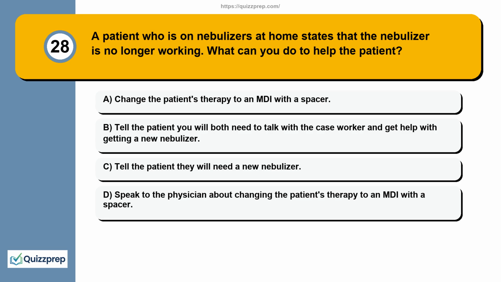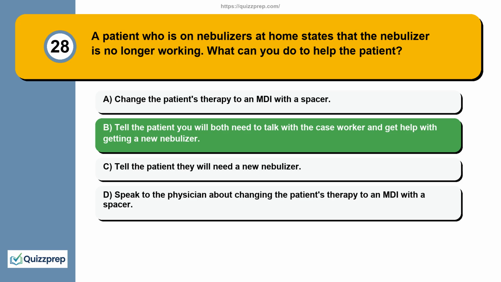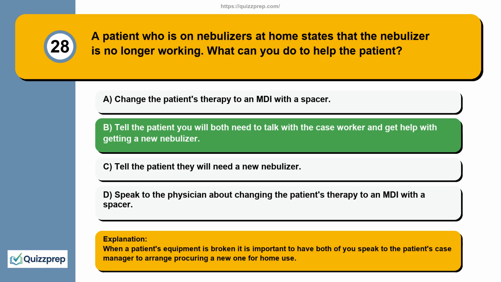Question 28. A patient who is on nebulizers at home states that the nebulizer is no longer working. What can you do to help the patient? Change the patient's therapy to an MDI with a spacer. Tell the patient you will both need to talk with the caseworker and get help with getting a new nebulizer. Tell the patient they will need a new nebulizer. Speak to the physician about changing the patient's therapy to an MDI with a spacer. When a patient's equipment is broken, it is important to have both of you speak to the patient's case manager to arrange procuring a new one for home use.